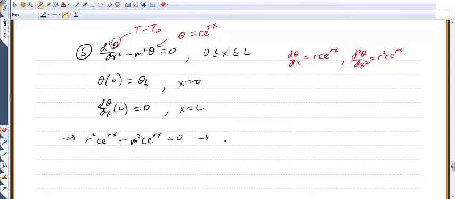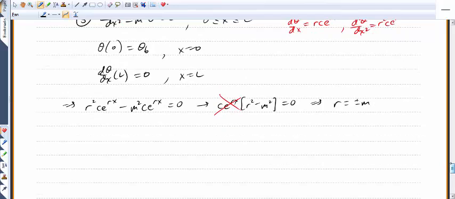Which of course we can factor out the c e to the rx, leaving r squared minus m squared equals 0. And the idea is that e to the rx is always going to be a positive quantity. So in order for this to be a non-trivial solution, this goes away. We can then put r in terms of m, which is of course r is equal to plus or minus m. So now we get two possible solutions for r, a plus m and a negative m. So we can superpose that to get our general solution. Theta as a function of x is c1 e to the mx plus c2 e to the minus mx.